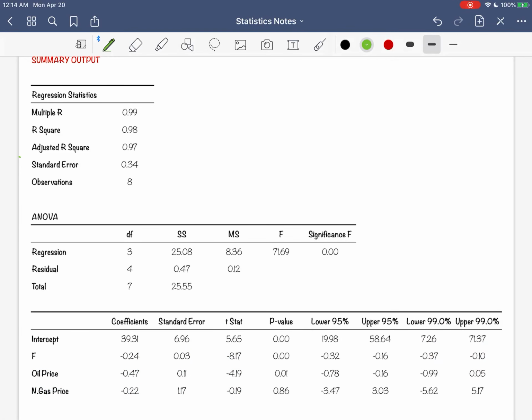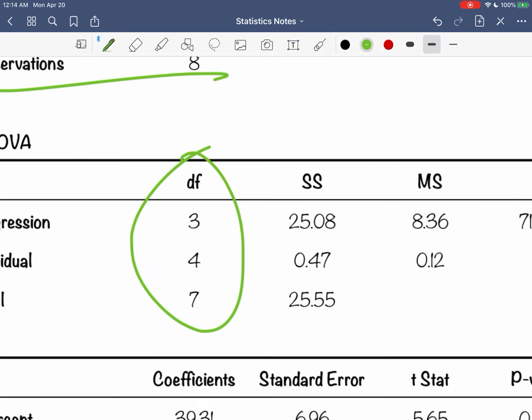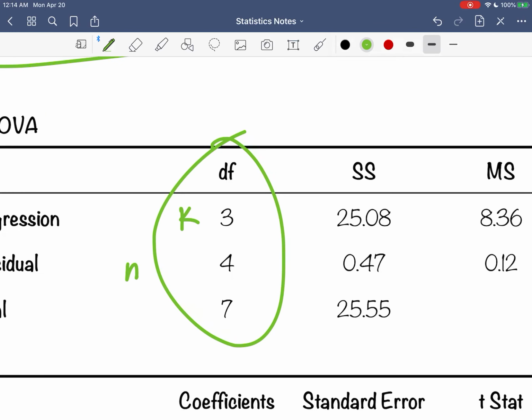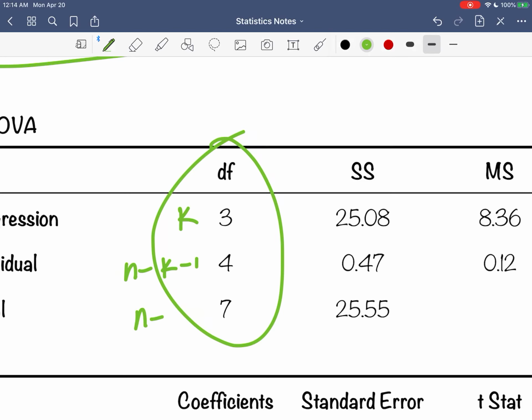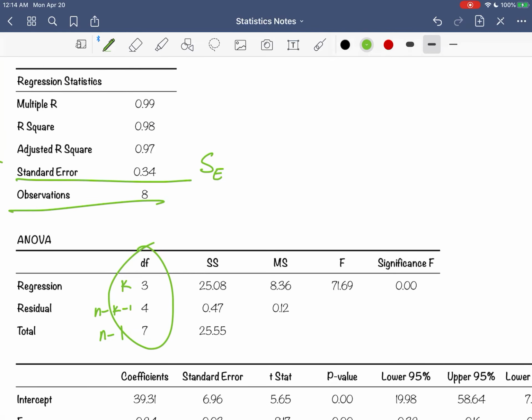You still have your standard error, so this is your standard deviation of the error terms. You still have your observations, similar as before. These are the degrees of freedom for the multiple regression. So as always, this is k, this is n minus k minus 1, and this is n minus 1 degrees of freedom. Here's your SSR, here's your SSE, and this is your SST. Notice that they add up to SST. These are the MS, so 25.8 divided by 3 should give you 8.3 and should give you 0.12 for your residual. So this leads us to the F.